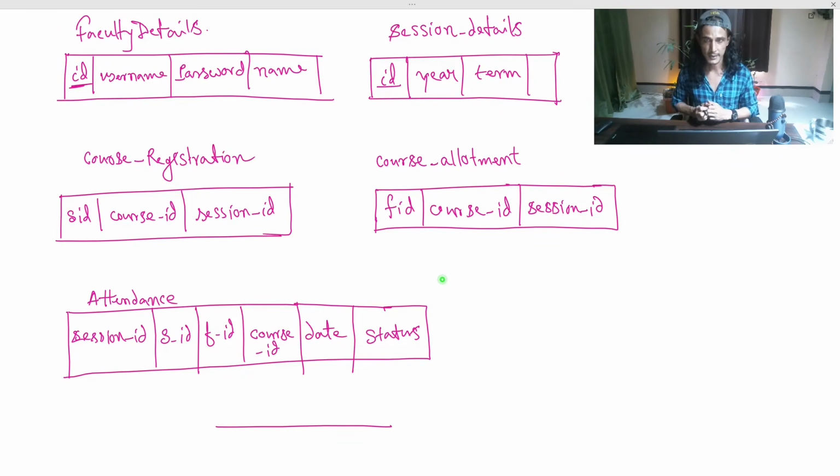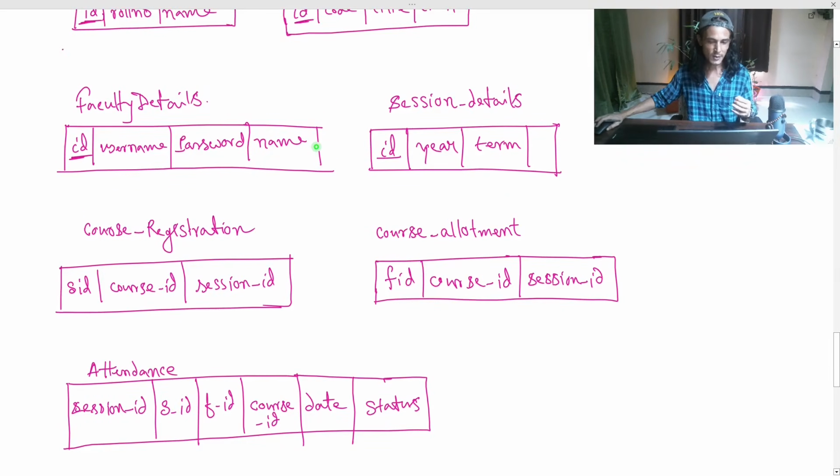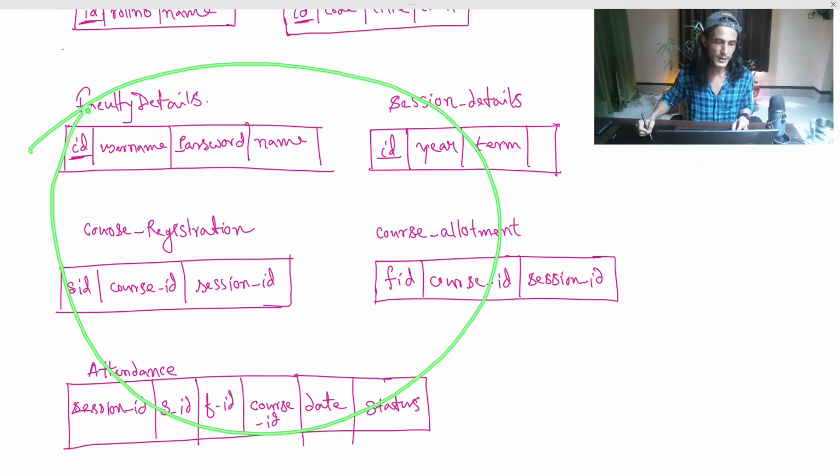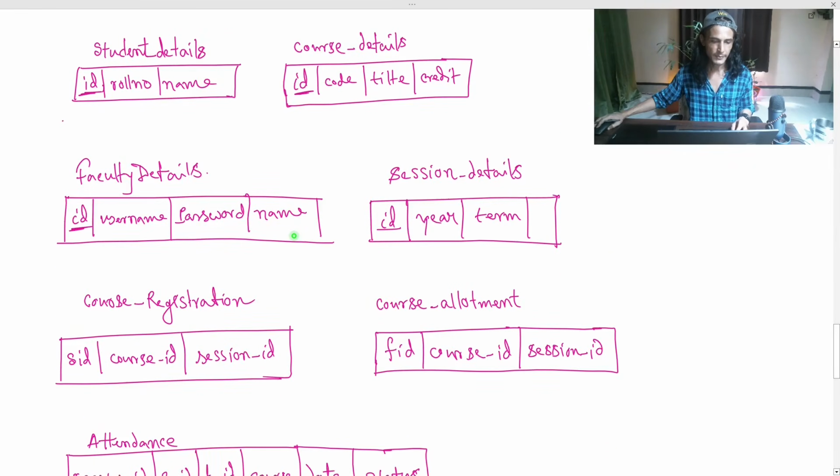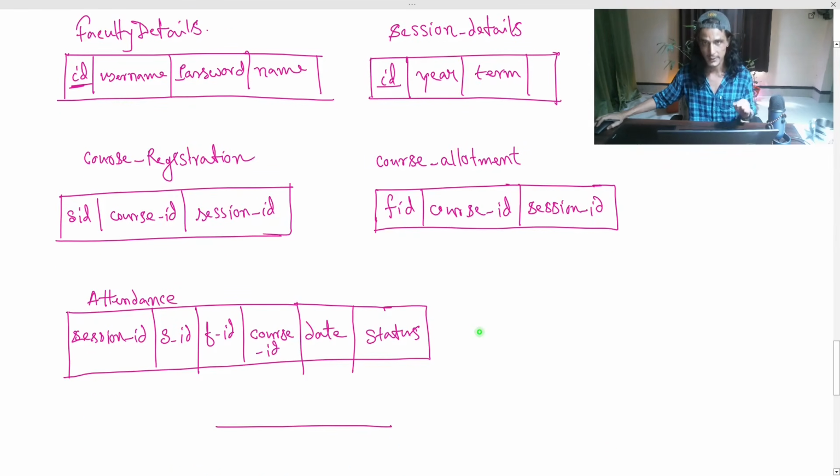To the next step. And what is the next step? Ultimately what we have decided is that for our application, we want to create a database that will have these 1, 2, 3, 4, 5, 6, 7 tables. So the next step will be to actually create these tables in the database.